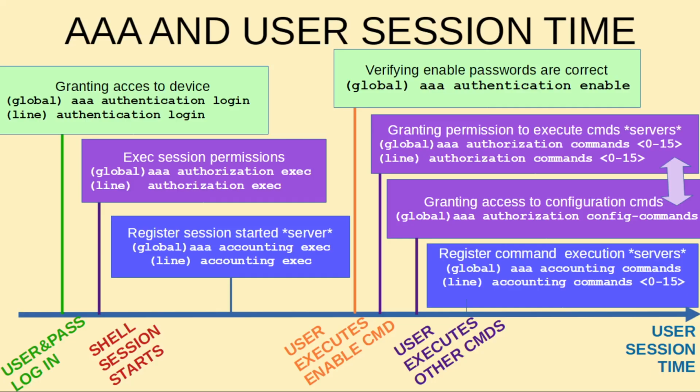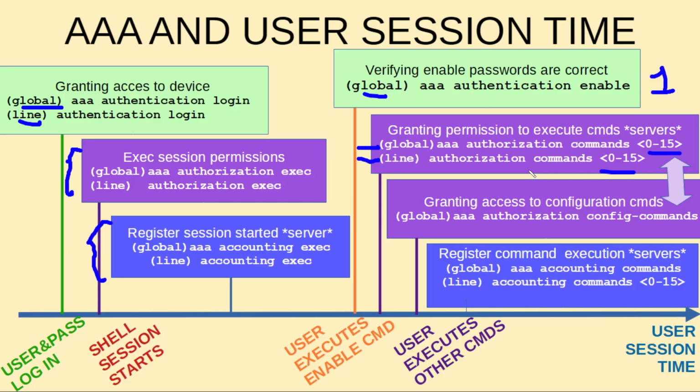Now let's illustrate what commands we need in order to enable each phase. For accounting, we will need to enter AAA commands in global configuration mode and in line configuration mode. The same for authorization exec, the same for accounting exec. Now for the enable feature, we only need to enter one command in global configuration mode. In order to grant permissions to execute operational commands, we will need to enter AAA commands in global configuration mode, in line configuration mode, per privilege level.